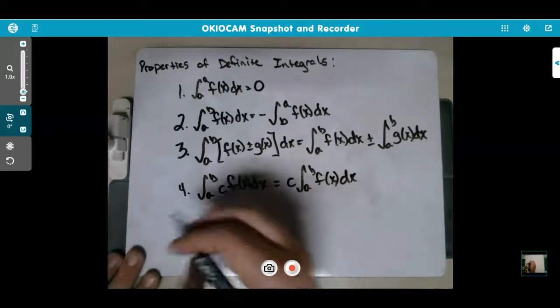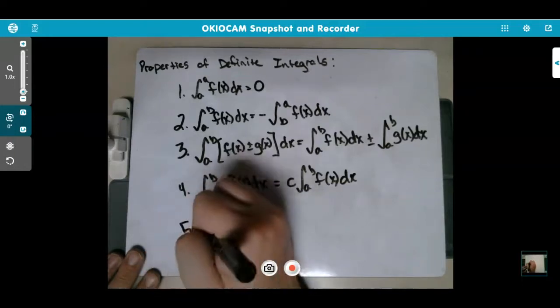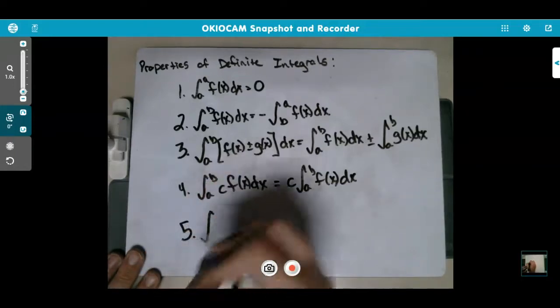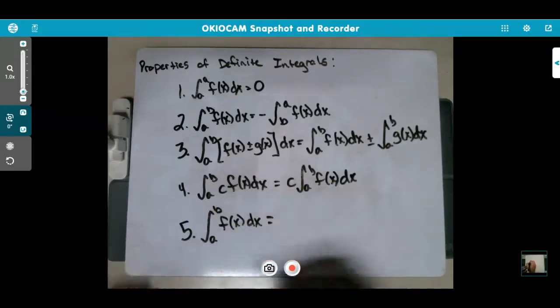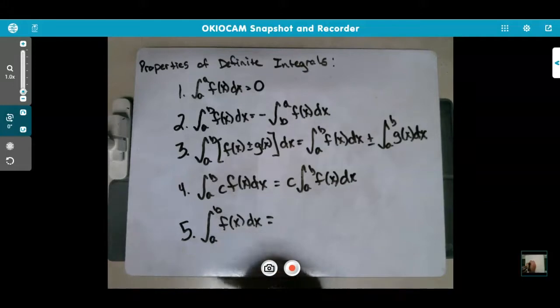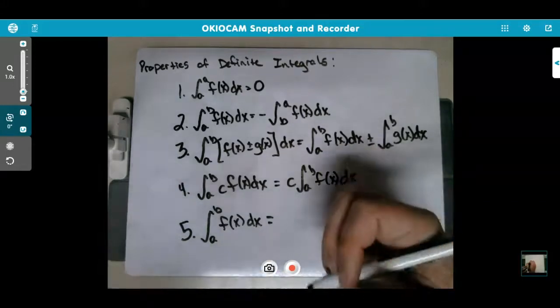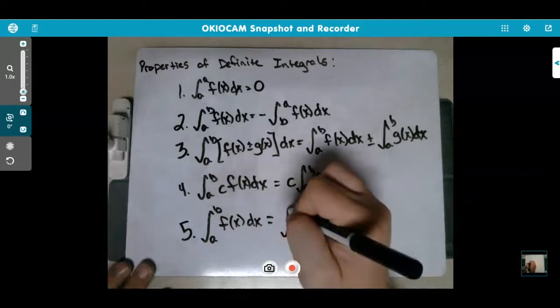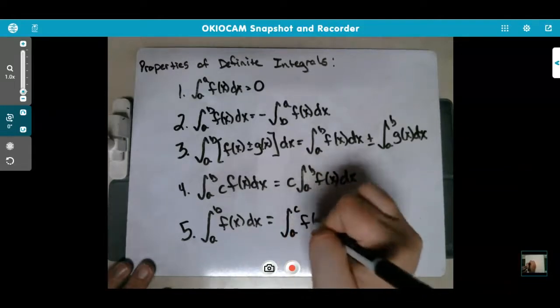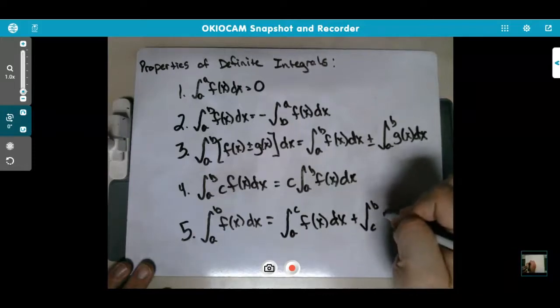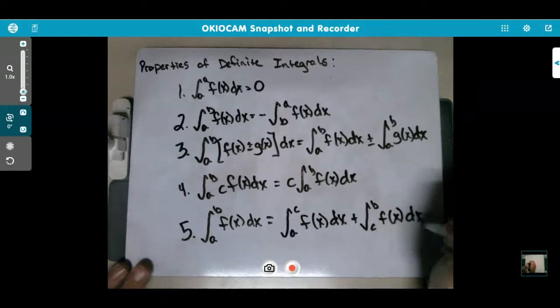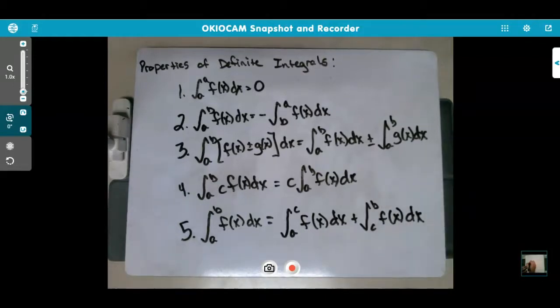And then another rule is really cool, and this is that I can split it up into two different parts. So like if I'm going from a to b of f of x dx, I can pick a point between them, say c. I can pick a point between them and go from a to c, and then add it going from c to b. So I can break it up into two parts if I need to. Let's see an example on how these rules might help us out. So, example.